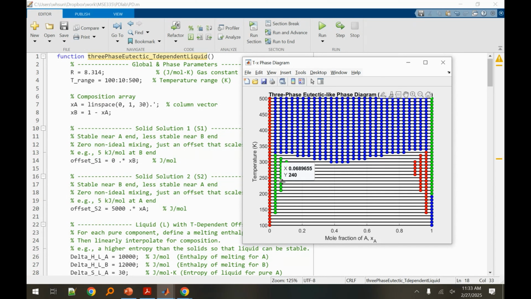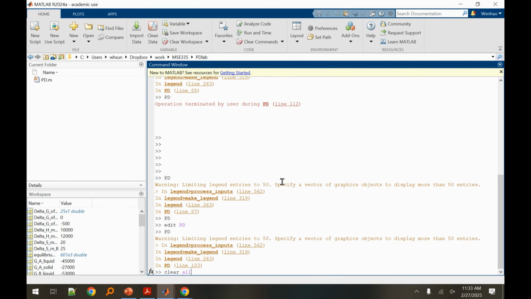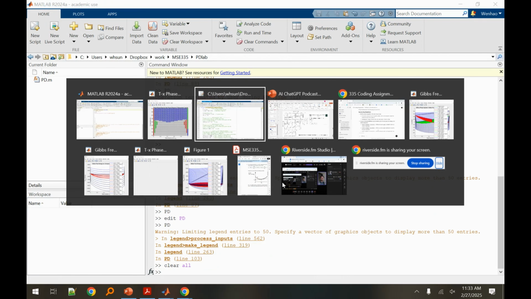So clear all. And then actually I'm gonna make it so it doesn't plot this other one because it seems to be really messing up the figure.